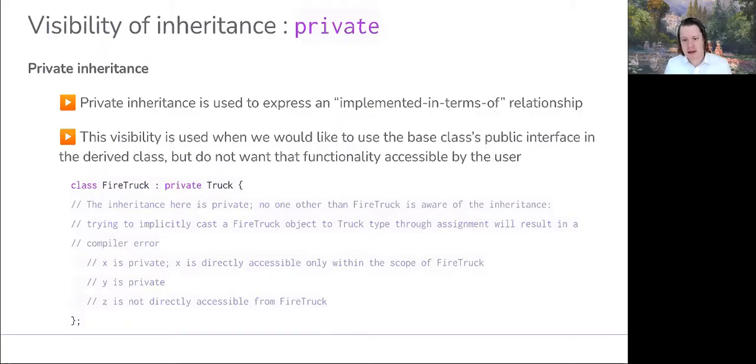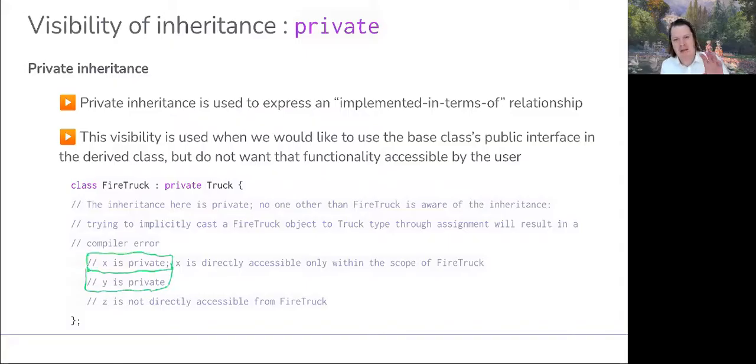So again, this visibility is used when we're looking to use the base class's public interface in our derived class's behaviors, but are restricting it so that the user cannot interact with those behaviors directly. What this means is all the public stuff in the base class is now going to be private within the derived class. Likewise, Y is also going to become private.